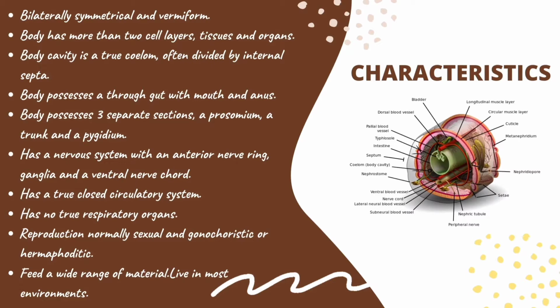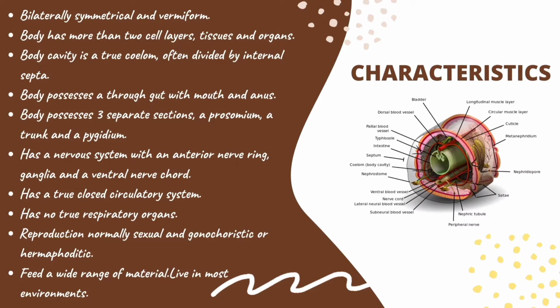Next, the body of annelids possesses a true gut with mouth and anus, meaning annelids have intestines all throughout their bodies. Annelids also possess three separate sections: a prostomium, a trunk, and a pygidium. Prostomium is the anterior part, the trunk is the body segments, while pygidium is the end of segments that contain the anus. Annelids also have a nervous system with an anterior nerve ring, ganglia, and a ventral nerve cord. Ganglia is a structure containing a number of nerve cell bodies.